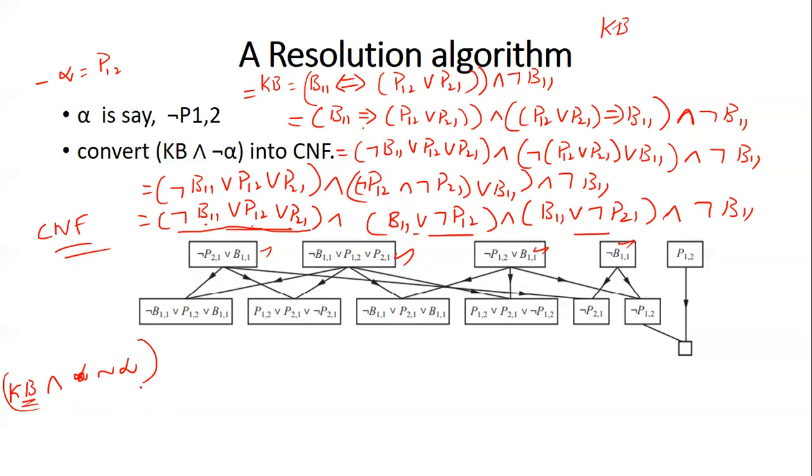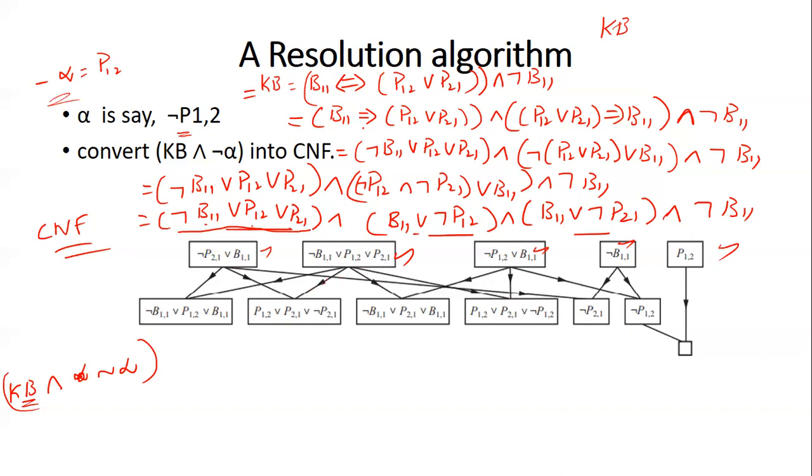Similarly, what is not alpha? Alpha is P1, alpha is not P12. So not alpha is P12. So that also we take here. Okay, not alpha is P12, right? Okay, so now we can apply the resolution rule.